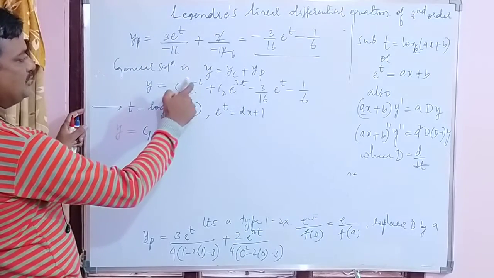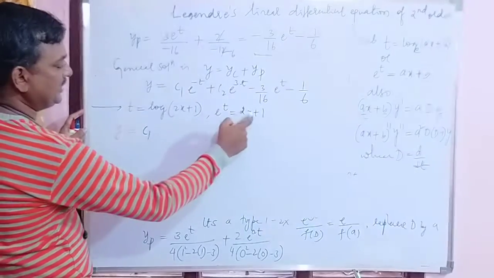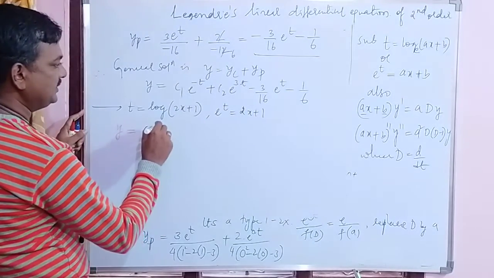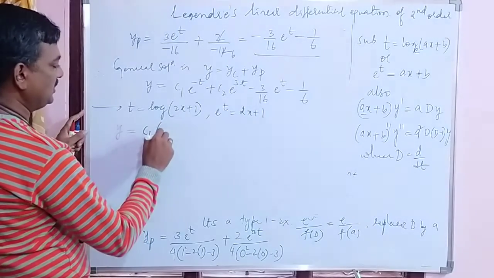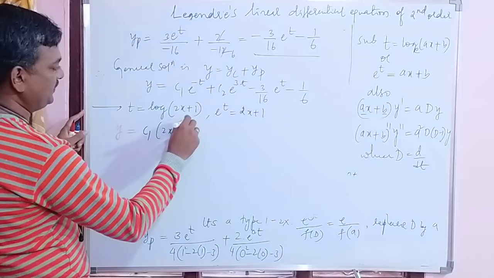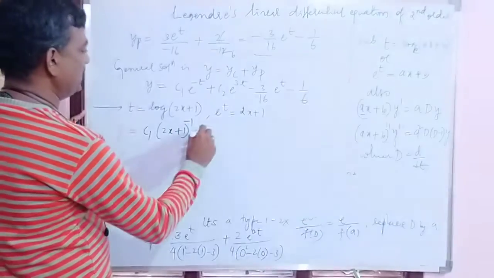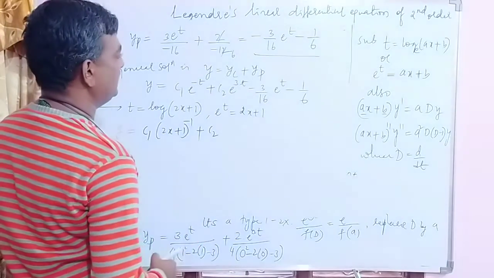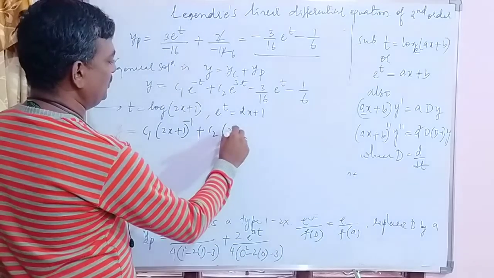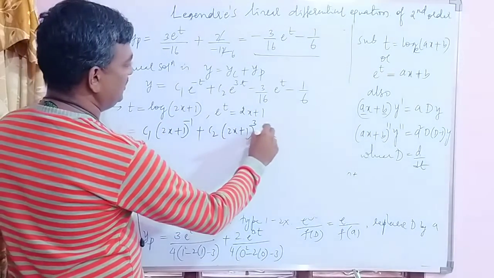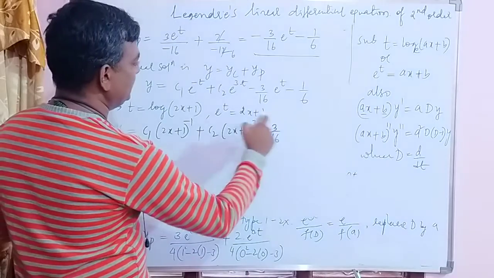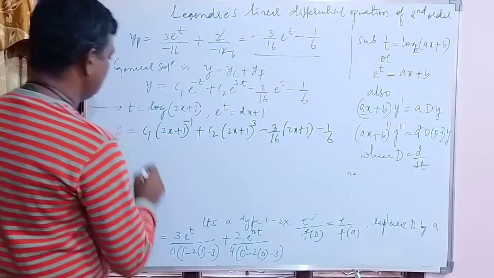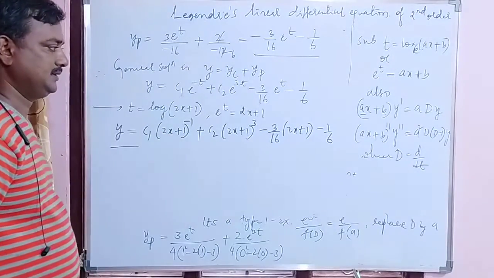c1 e raised to minus t. e raised to t is 2x plus 1. Raise both sides by minus 1. You will get 2x plus 1 whole raised to minus 1, plus c2 into e raised to 3t, means raise both sides by 3, so it will become 2x plus 1 whole raised to 3, minus 3 by 16 into e raised to t, which is 2x plus 1, minus 1 by 6. So this is the general solution, students.